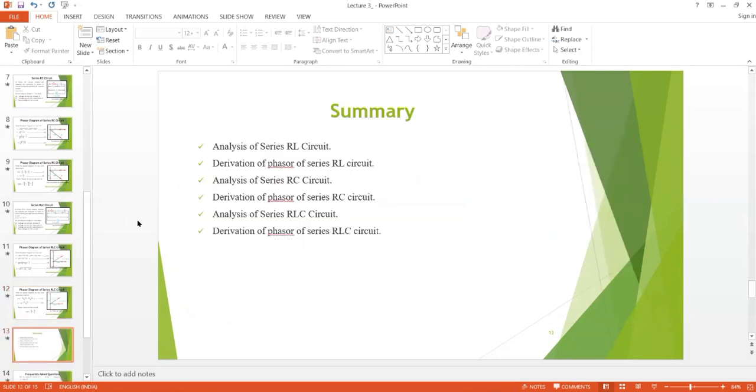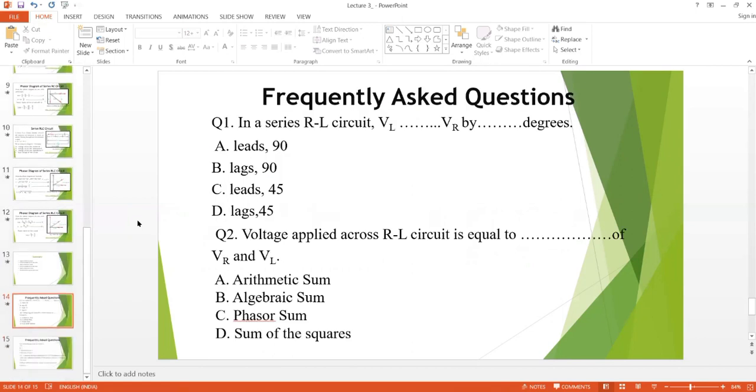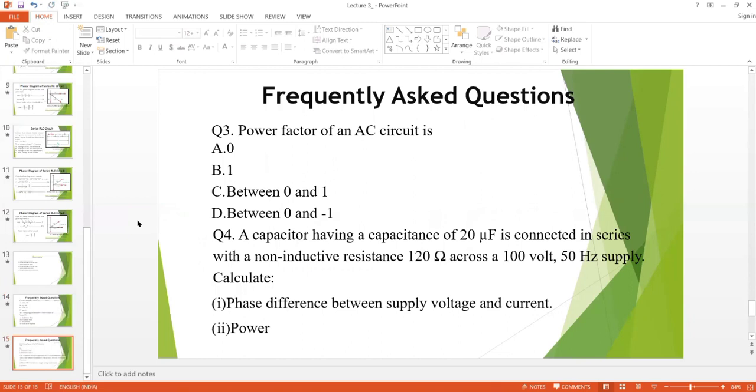So what we discussed is the analysis of phasors of series RC, RL or RLC circuits. These are some questions normally asked. In a series RL circuit, does VL lag or lead? You know very well in RL, the VL is going to lead. And whenever we talk about the voltage applied across an RL circuit, we know that it is a phasor sum. It's not an algebraic or arithmetic sum. Power factor lies between 0 and 1.